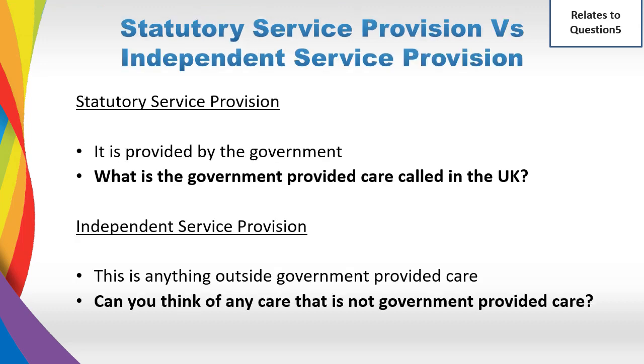So statutory service provision, it sounds like it's going to be really complicated, but actually it just means it's provided by the government. So the government provide this type of care. But what is government provided care called in the UK? We've then got independent service provision. Now this is anything outside of the government provided care. So can you think of any care that's not provided by the government? There are some. Just have a think about those for a moment there.